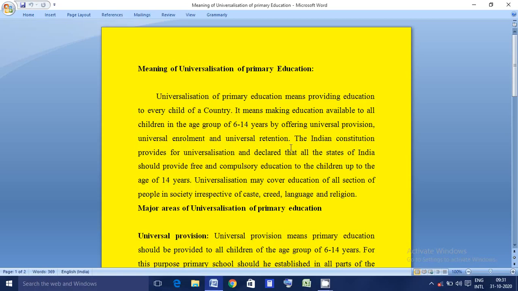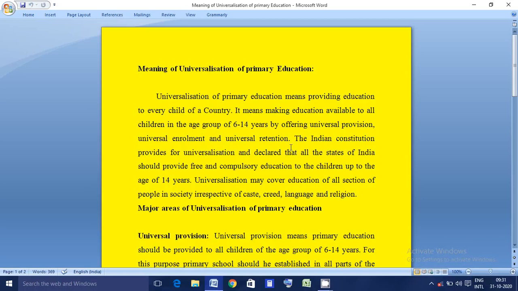Hello students, good morning. Today we are going to talk about universalization of primary education, and here is our focus question: what is universalization of primary education? You can write the answer of this question for 2 or 4 marks. So let's continue with the main major points.